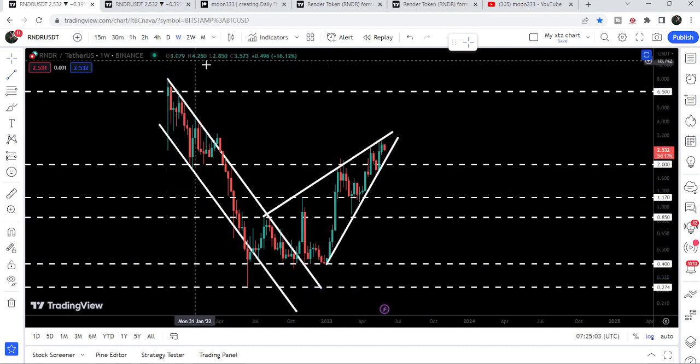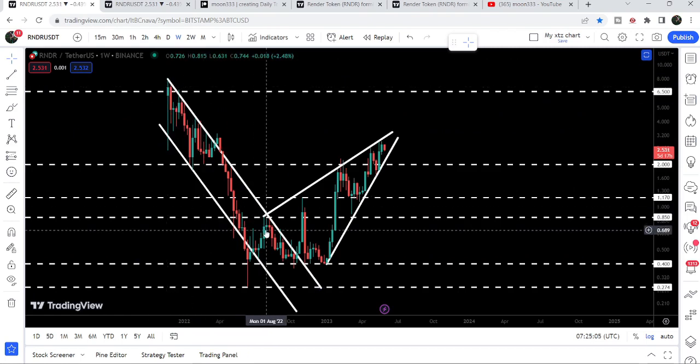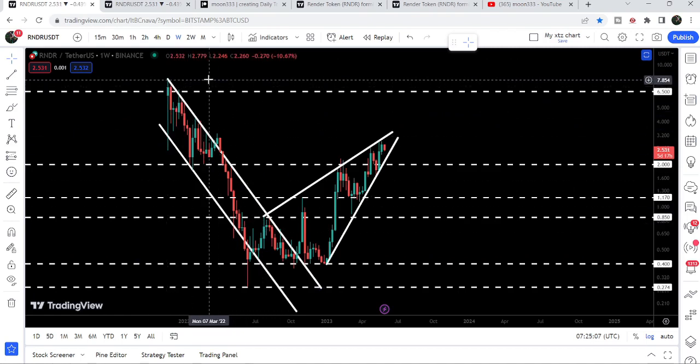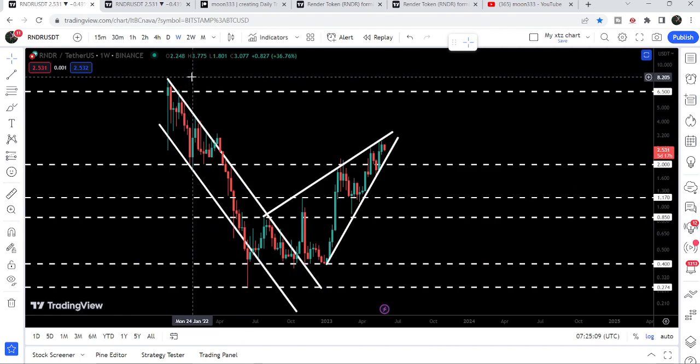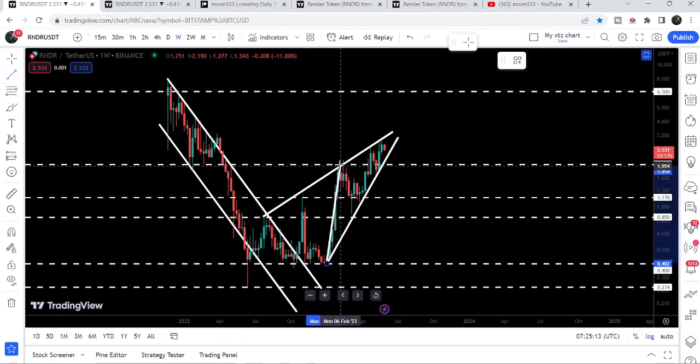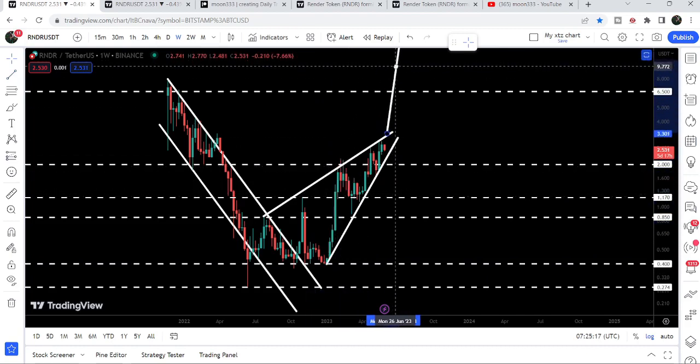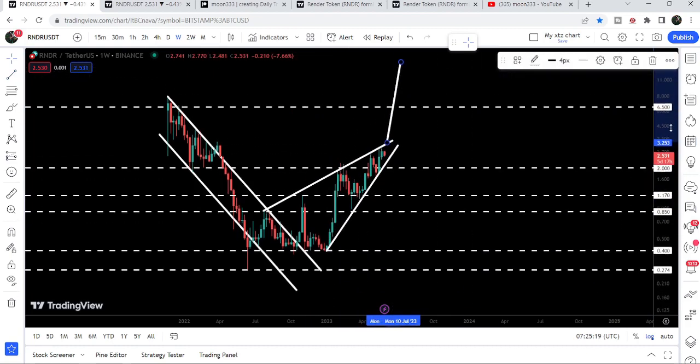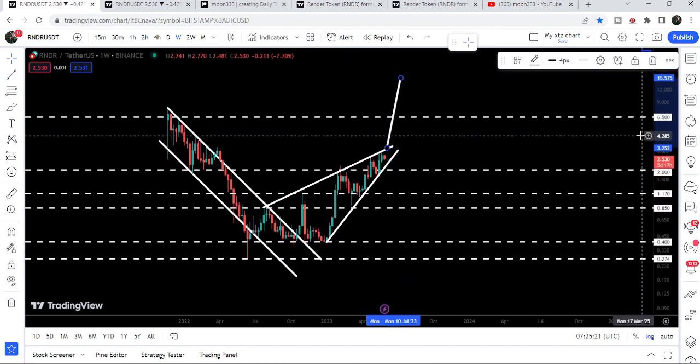That is the target for this down channel. You can see we have already broken out of the resistance of the channel. And the target for this breakout is here between $8 to $10. And once the price line is able to break out of this rising wedge pattern, then the target can be here. That will be approximately at $15. So this was the update so far.